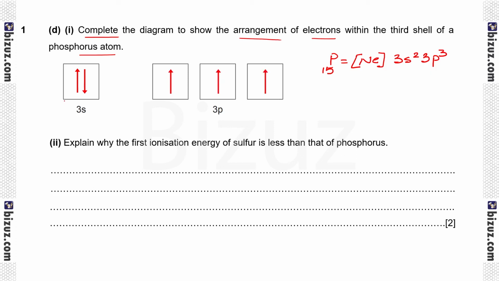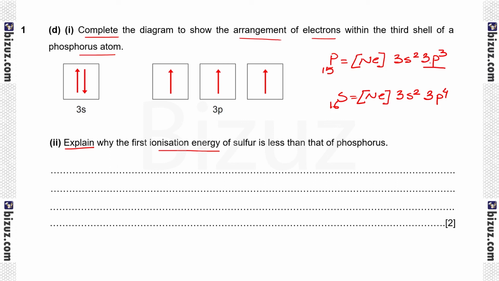Number 2. Explain why the first ionization energy of sulfur is less than that of phosphorus. To do this question, it's better if we can have the electronic configuration for sulfur. For sulfur, the electronic configuration will be neon 3s2 3p4.